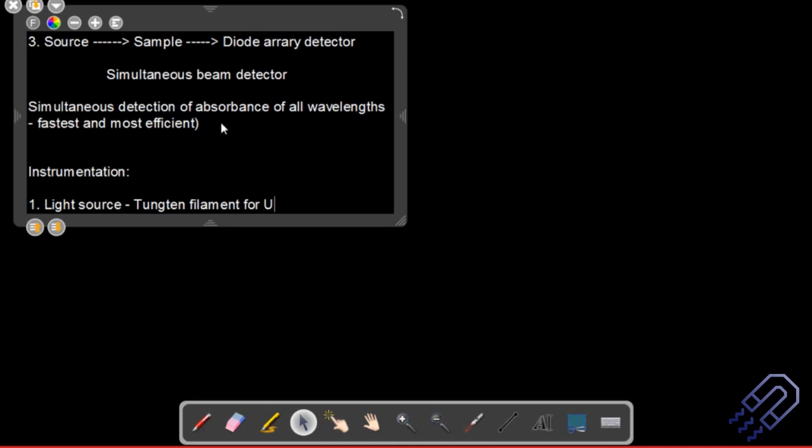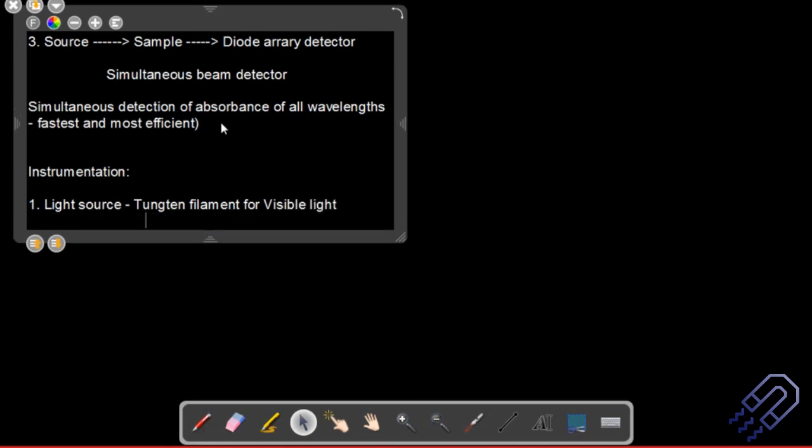So we have got a tungsten filament for... sorry, not for UV. This is visible light. What exactly do we use for UV light? It will be deuterium, or even hydrogen lamps. If you have hydrogen lamps, it's the same UV that comes from the sun. So we have this in the hydrogen lamp.